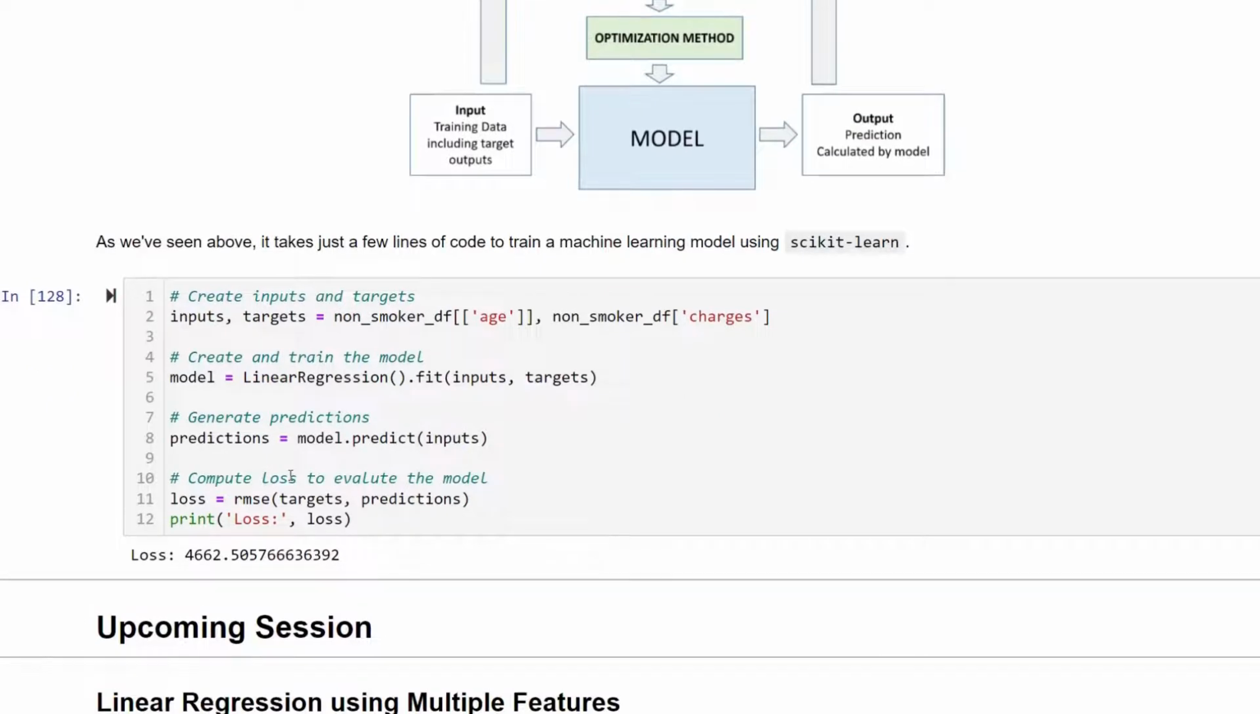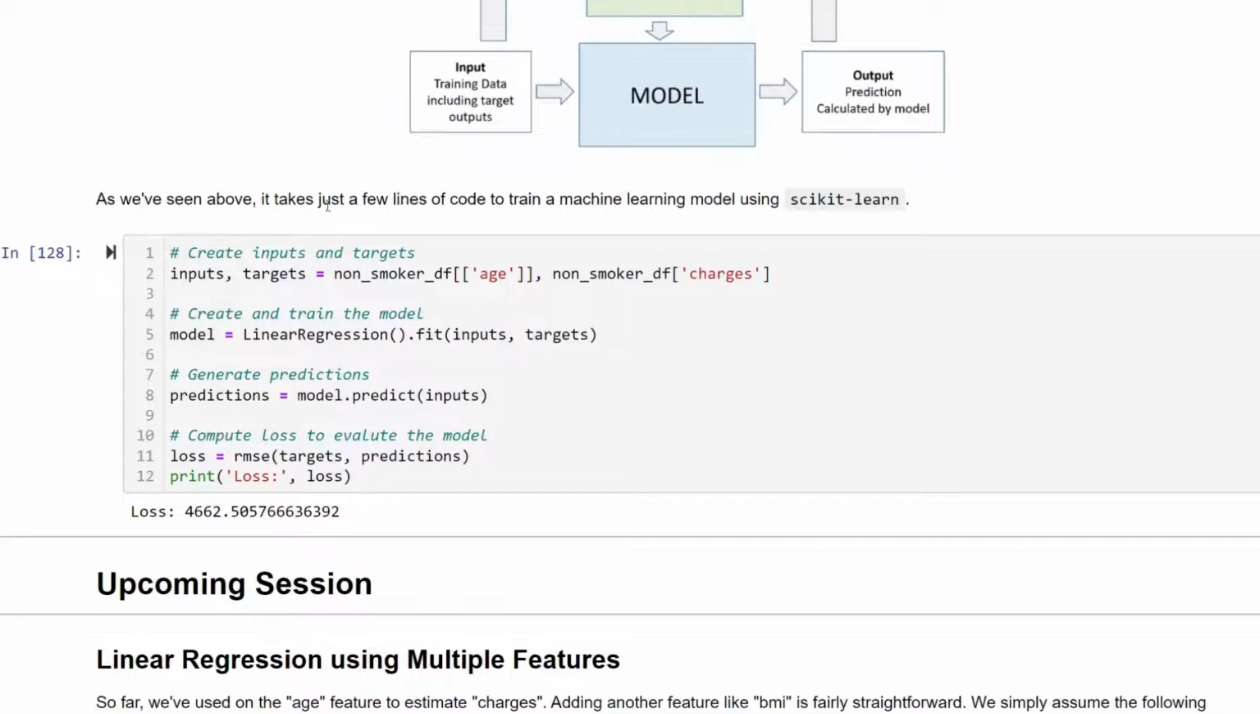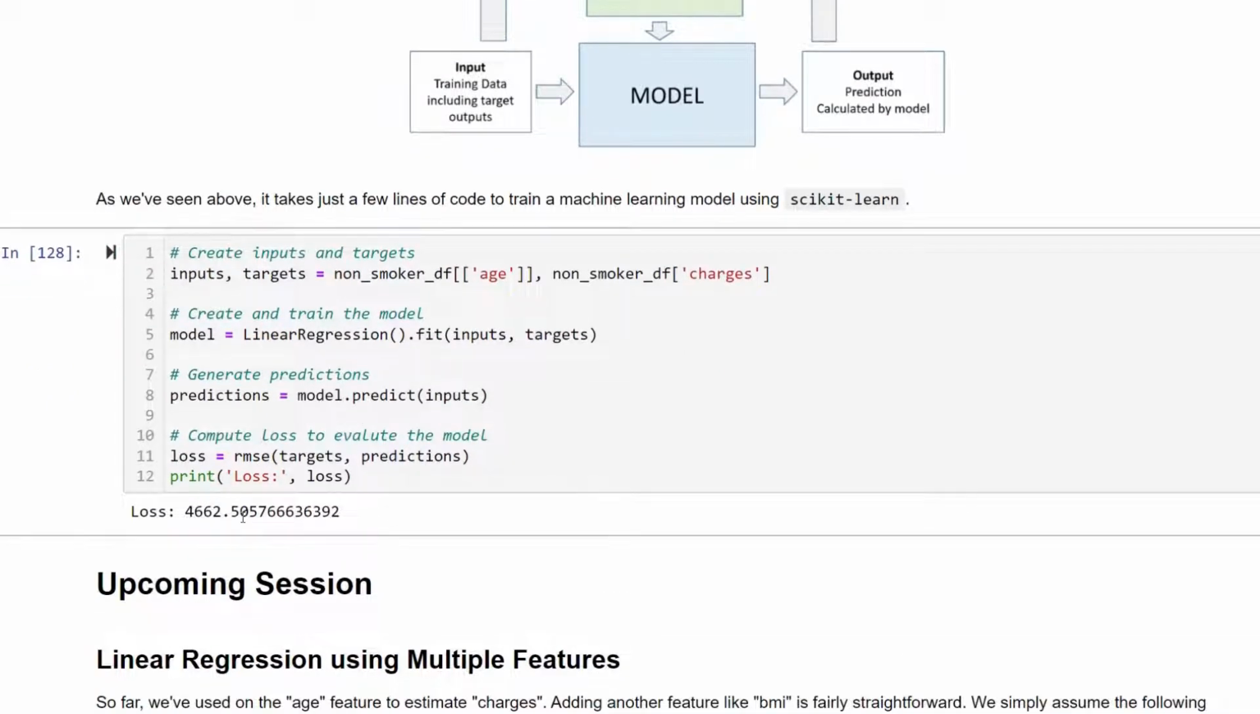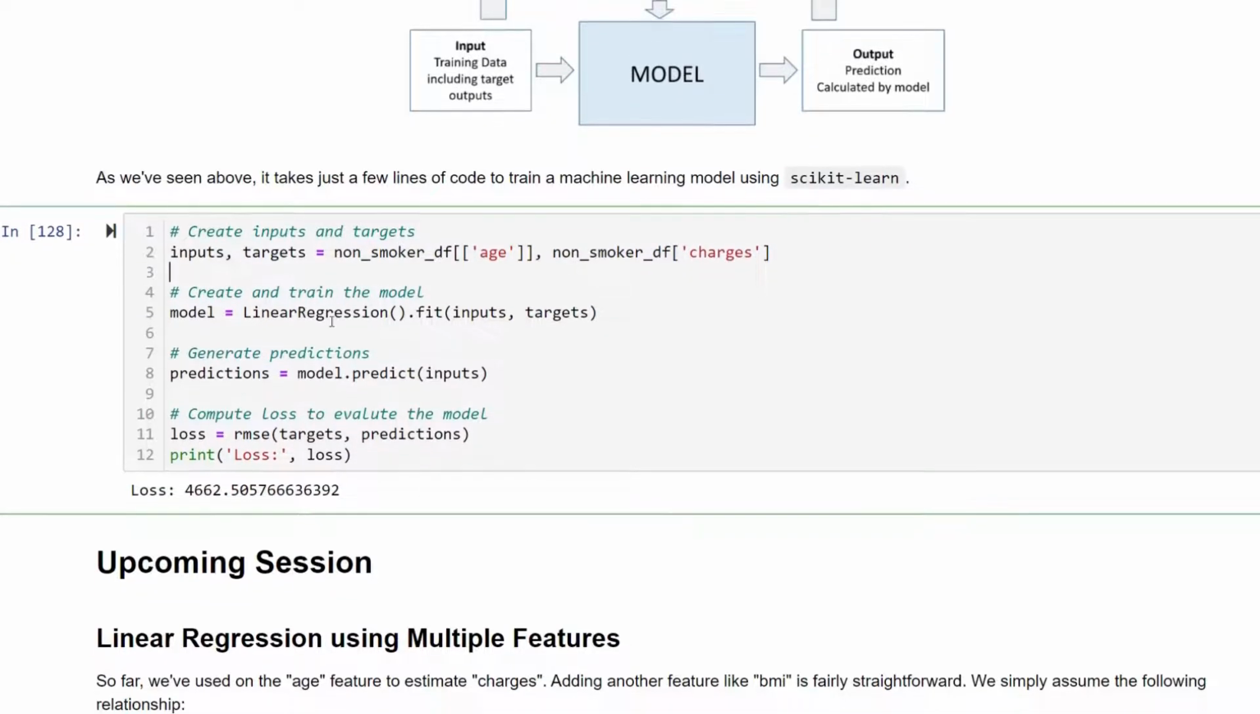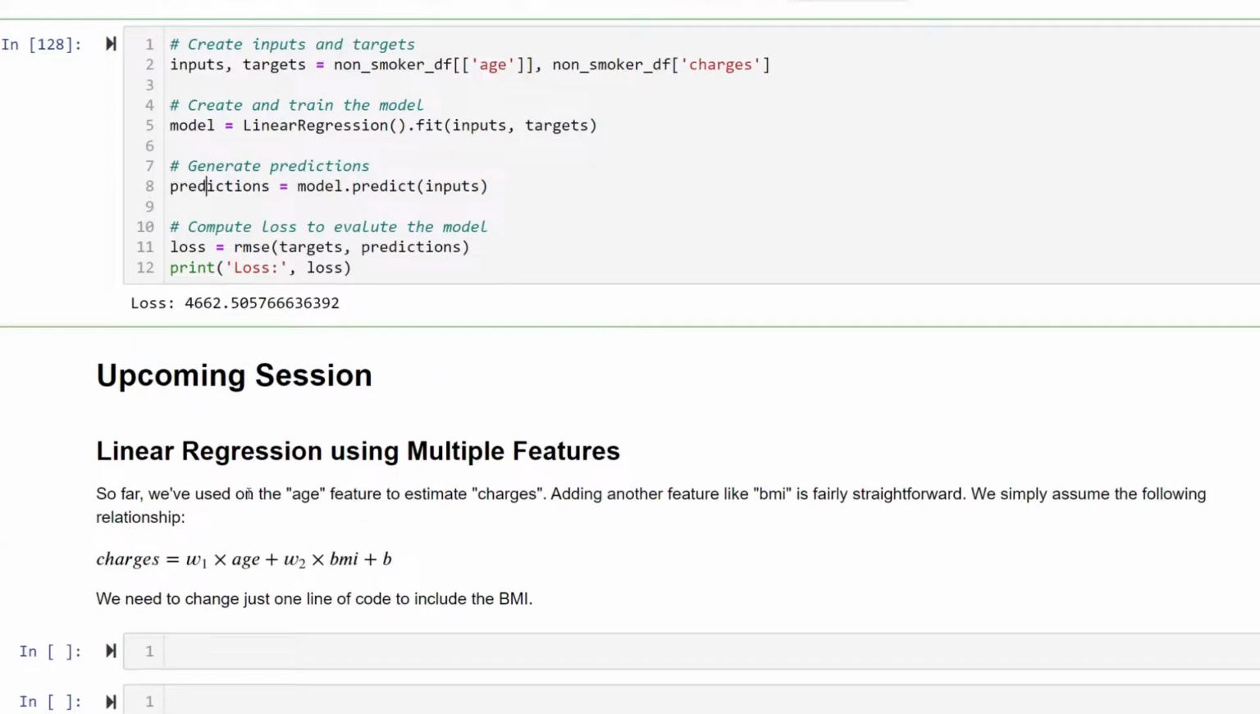Right. I'm going to compute all the data. That loss will be 462. The inputs and target will be the non-smoker age and the charges. The model will be linear regression, and I'm going to fit it in one line for predictions and loss. Okay. In the upcoming session, we are going to deal with linear regression using multiple features.